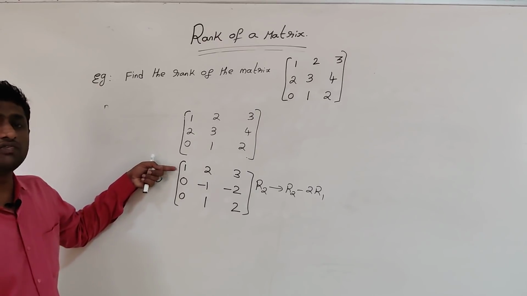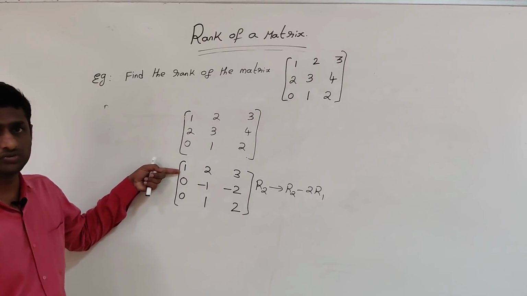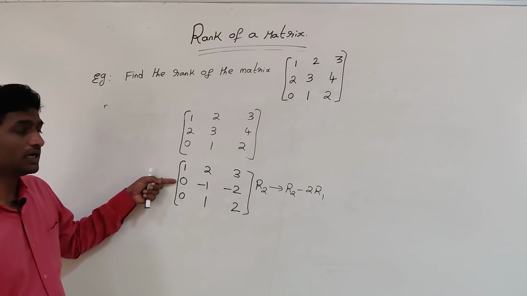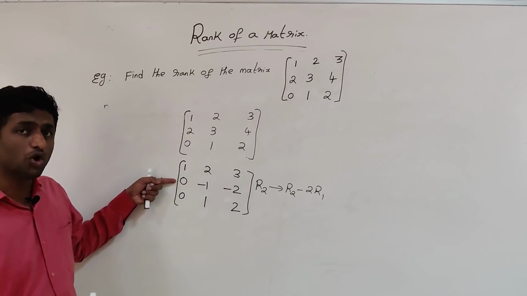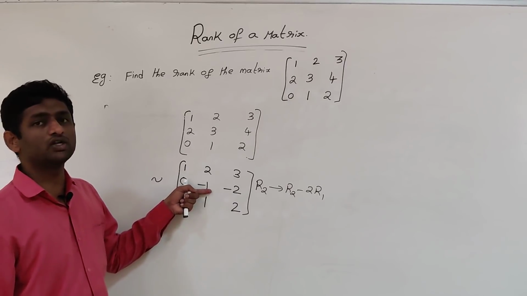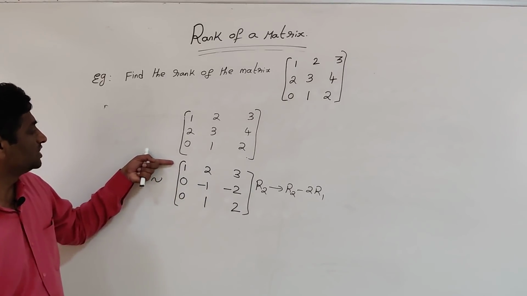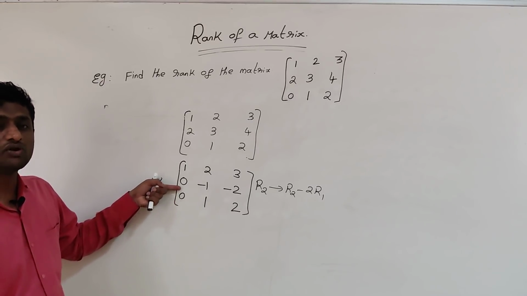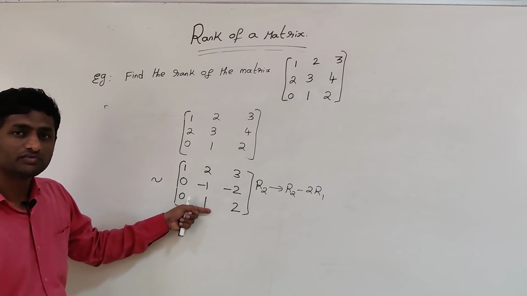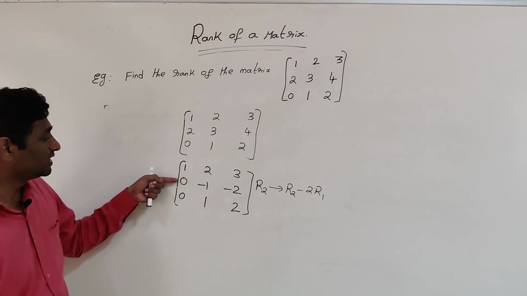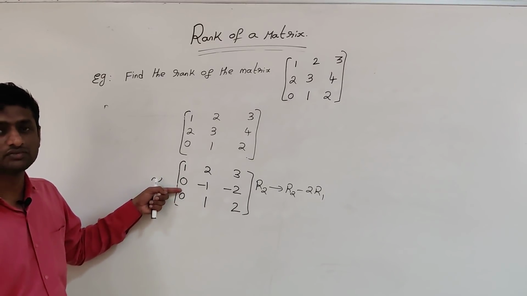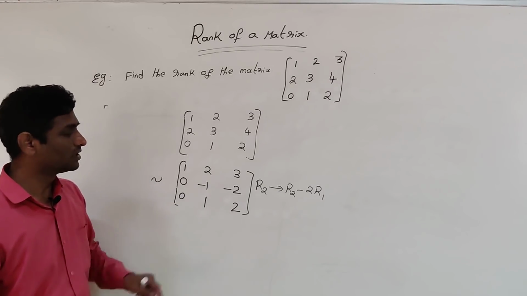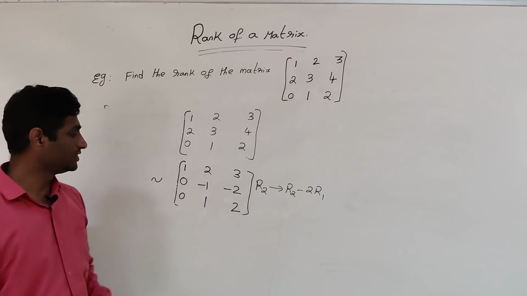Here, the number of zeros before the first non-zero element in the first row is 0. In the second row, there is one 0 before the non-zero element, so we can say 0 is less than 1. But coming to the third row, there is again one 0 before the first non-zero element, so we can't say 1 is less than 1. So again we have to convert it into echelon form by an operation.